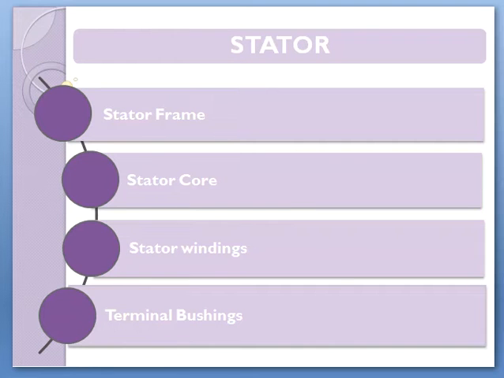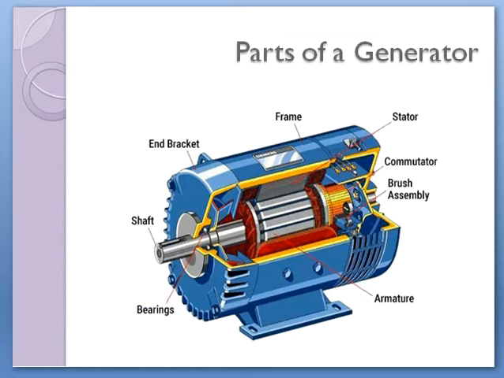The two main parts of a generator, we can now say, are the stator and rotor. The stator constitutes the stator frame, stator core, stator windings, and the terminal bushings. So after discussing the working principle and the basic parts of a generator, from this diagram we can identify that the outer part is called the stator and the inner part is the rotor.